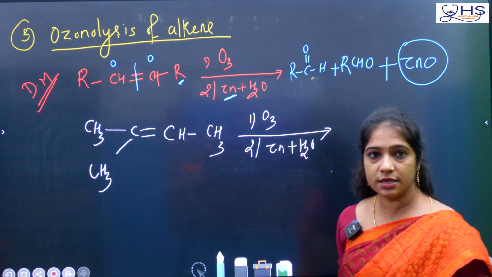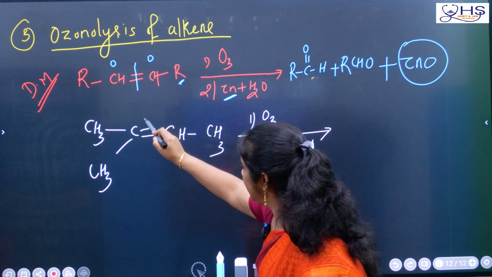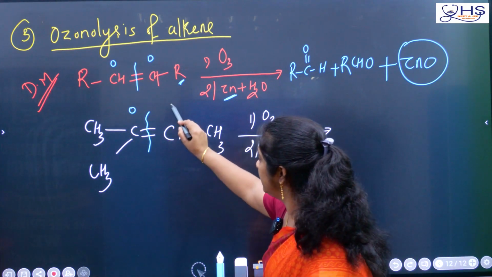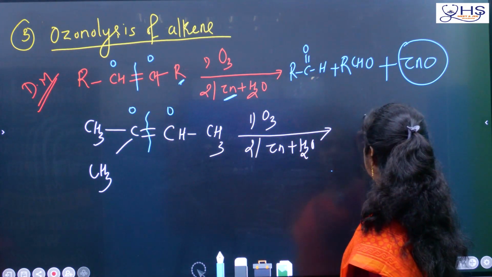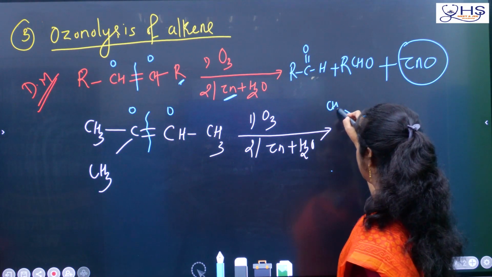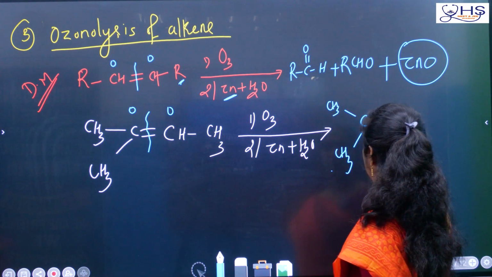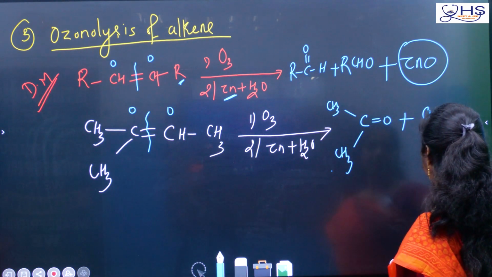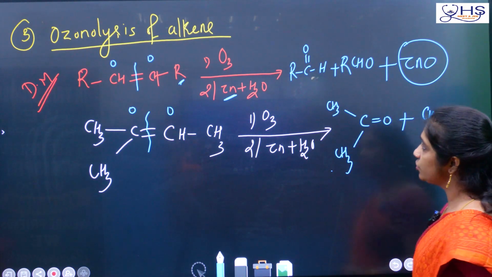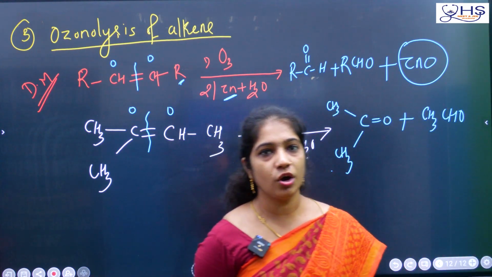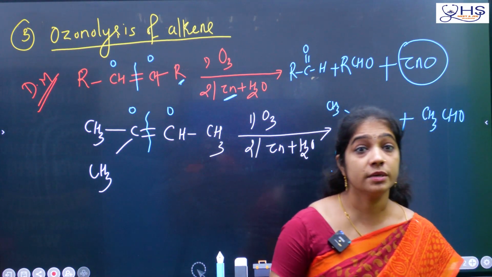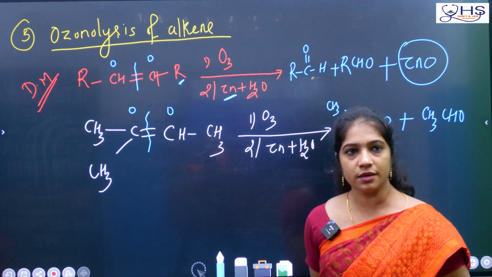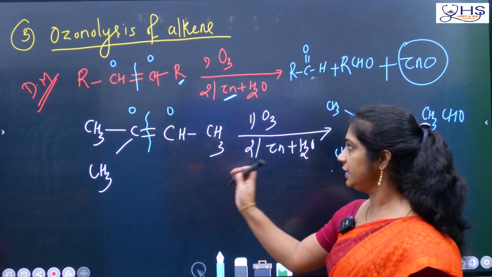Don't copy first itself. What I am going to do is break both the double bonds, giving one oxygen to this carbon and another oxygen to this carbon. So what is my product? Here CH3 and here CH3 double bond oxygen, plus here I have CH3 and CHO. That means ozonolysis of alkene can give you aldehyde, ketone, or a mixture of aldehyde and ketones, depending upon the alkene which you are taking.